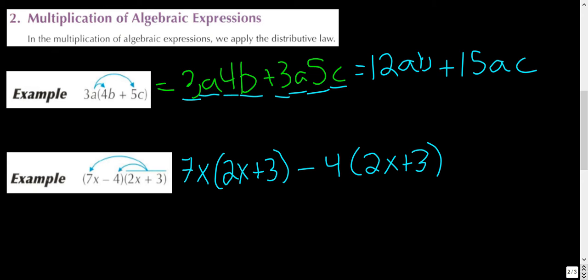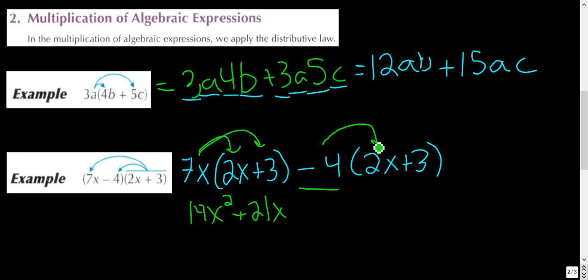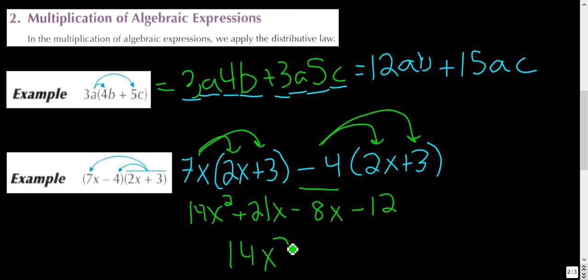Again, when we multiply these out, we're going to get 7x times 2x makes 14x squared. We get 7x times 3 makes 21x. Negative 4 times 2x makes negative 8x, excuse me. And then we get negative 4 times 3 makes negative 12. And so we end up with 14x squared plus 13x minus 12. So that would be how we deal with the multiplying of the two.